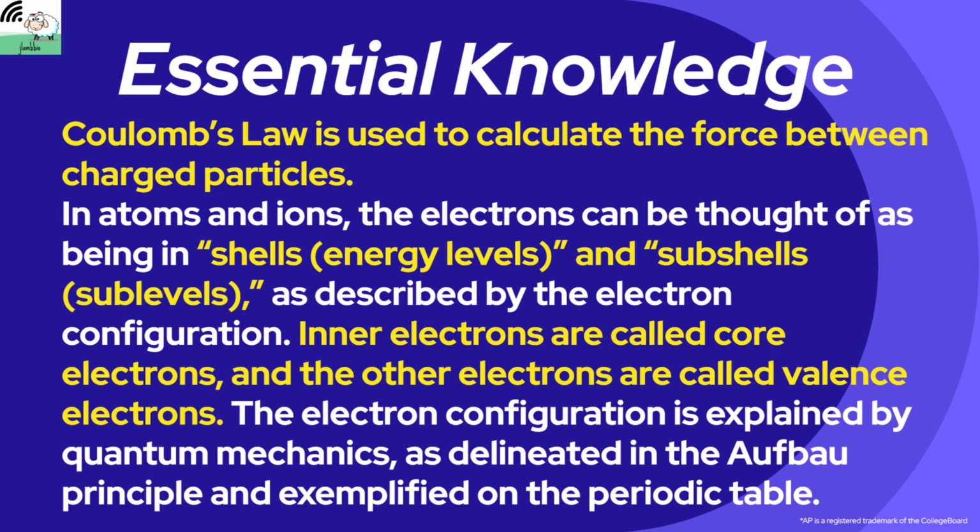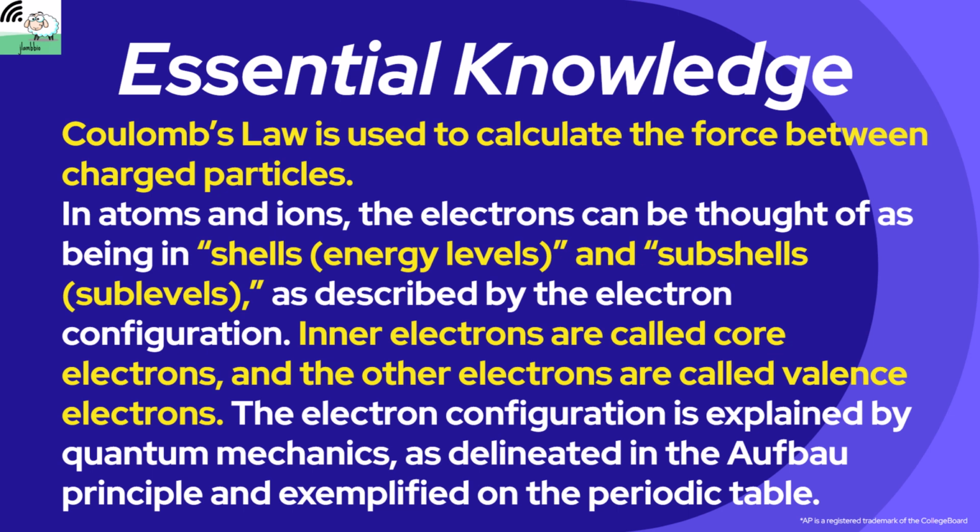In atoms and ions, the electrons can be thought of as being in shells, energy levels, and subshells, which are known as sublevels, as described by the electron configuration. Inner electrons are called core electrons, and the other electrons are called valence electrons. These are the ones that are involved in chemical bonding that you may have learned in previous years in chemistry.